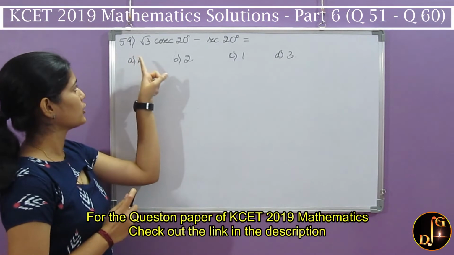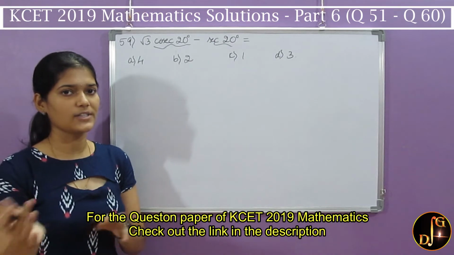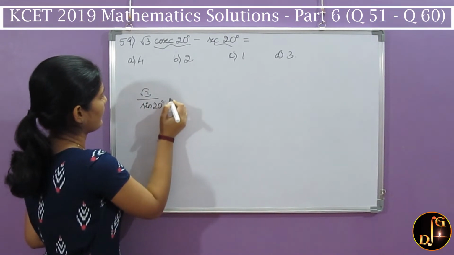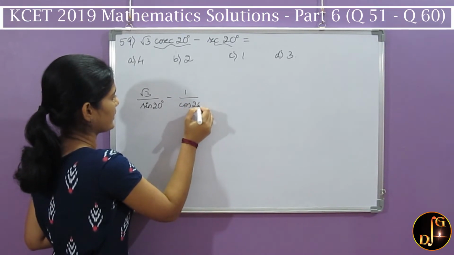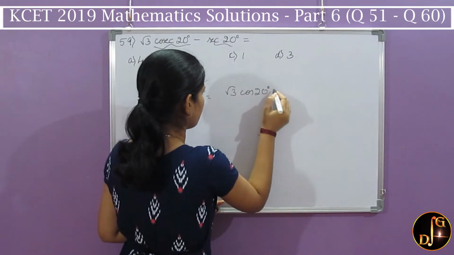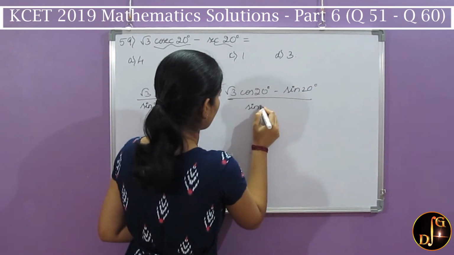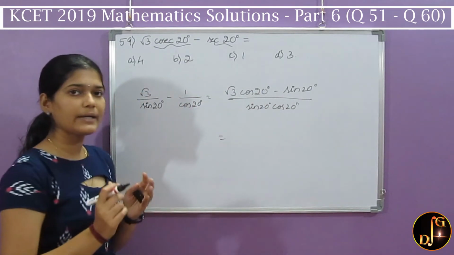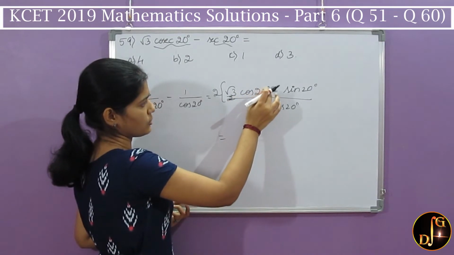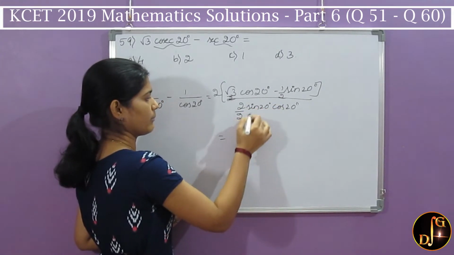In this problem, we have to find root 3 cosecant 20 degree minus secant 20 degree. Let's convert this cosecant and secant in terms of cos and sin. Then we will get root 3 divided by sin 20 minus 1 by cos 20, right? Let's take the LCM. Then we will get root 3 into cos 20 minus sin 20 divided by sin 20 into cos 20, right? If we multiply and divide by 2 for both numerator and denominator, then we will get 2 into root 3 by 2 into cos 20 degree minus 1 by 2 into sin 20 degree, divided by 2 into sin 20 cos 20 divided by 2.